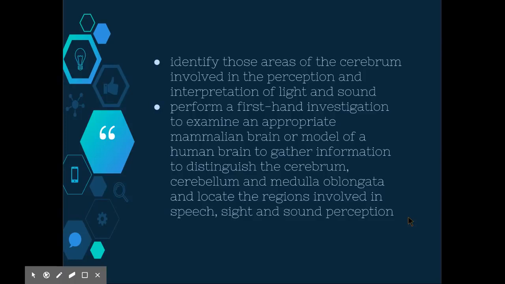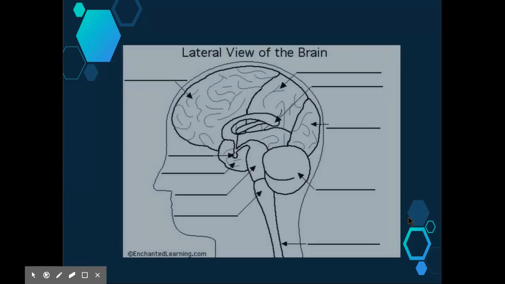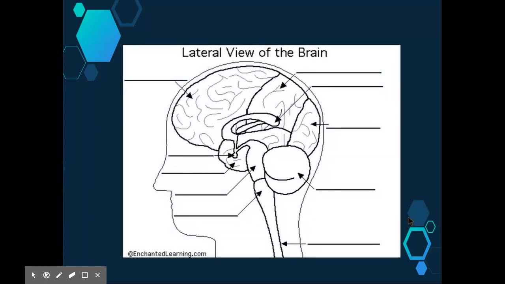Then we'll be having a look at what happens when messages aren't sent and the brain's not working properly. So firstly, we're going to have a look at the structures and the functions of the brain in general. We will then be having a look at identifying the different regions that are involved specifically in the interpretation of light and sound. In your booklet, you have a copy of this diagram.